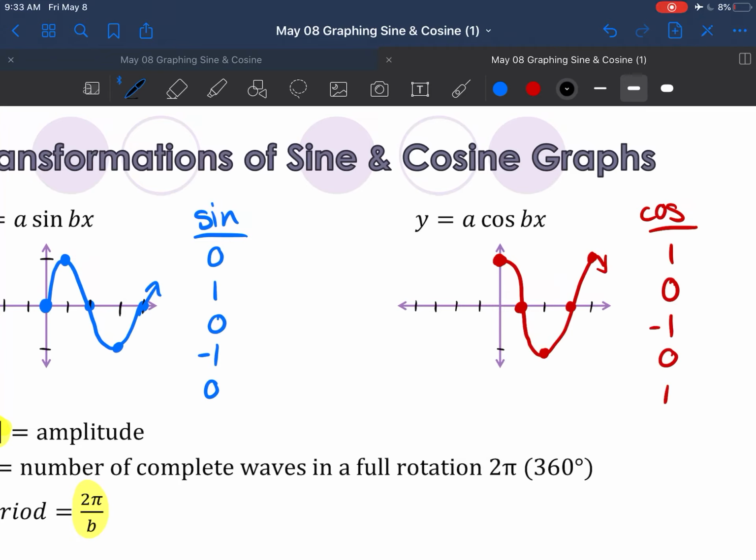Or if you're more of a person that likes words, instead of a 0, you can say sine starts in the middle, then goes up to the top, then the middle, then the bottom into the negatives, and then ends back in the middle where it started. And you could just apply the same things to the cosine. Cosine starts at the top, middle, bottom, middle, top.